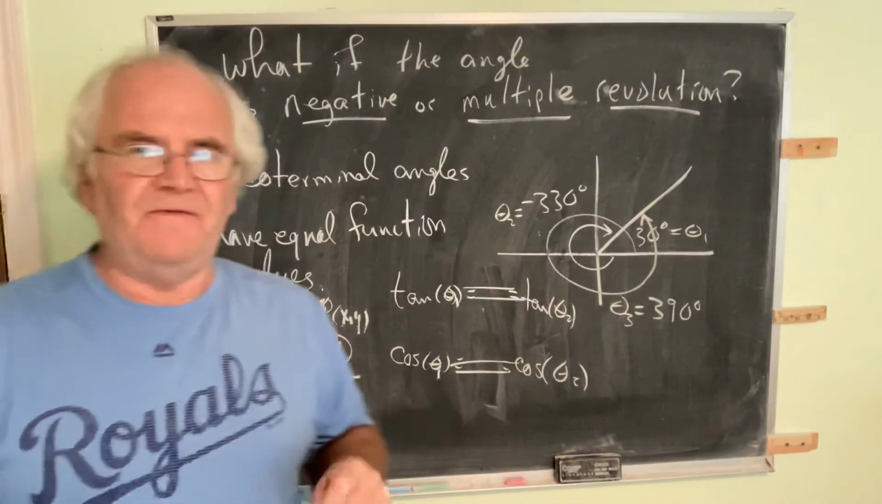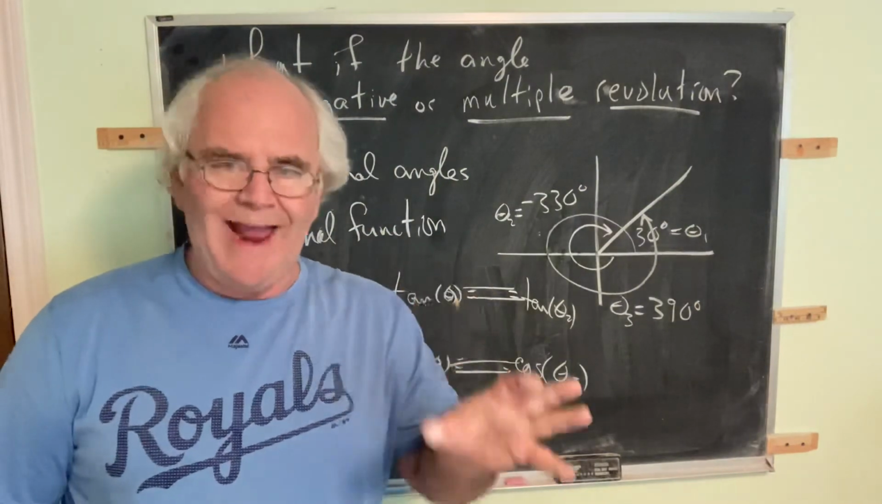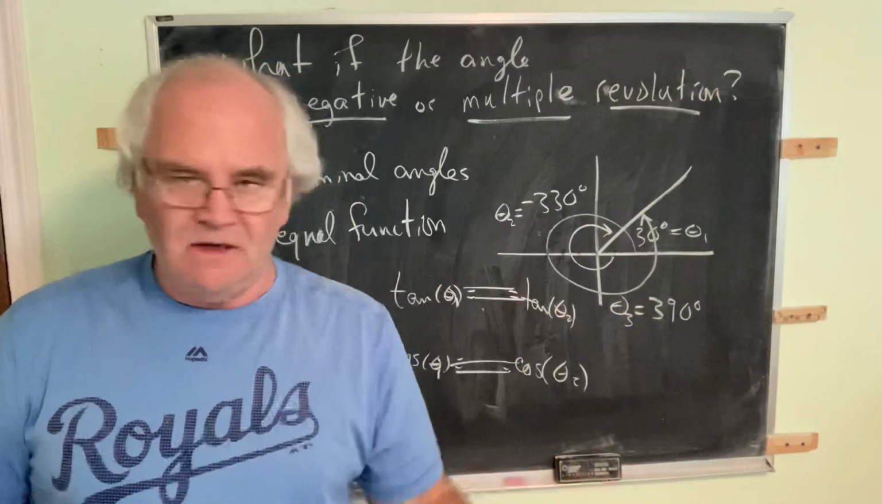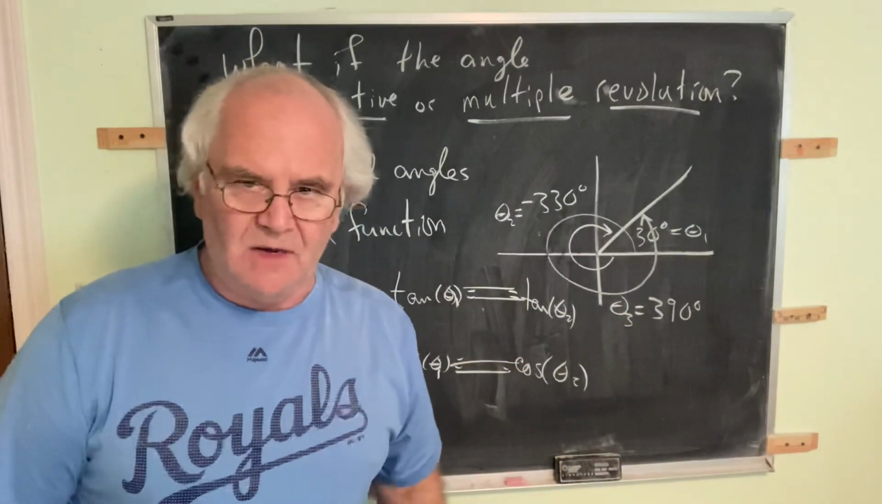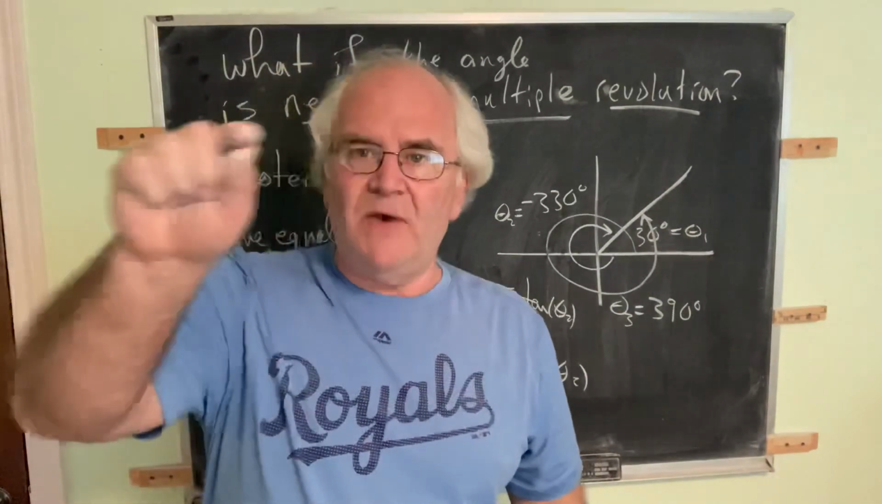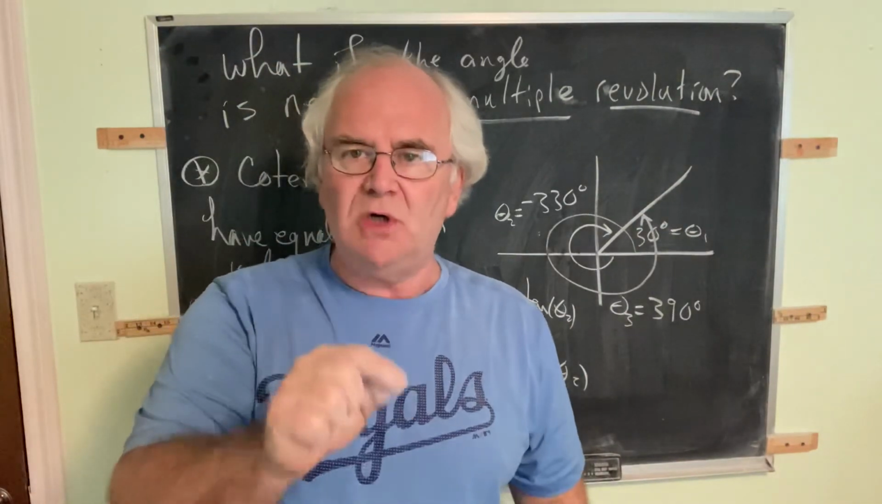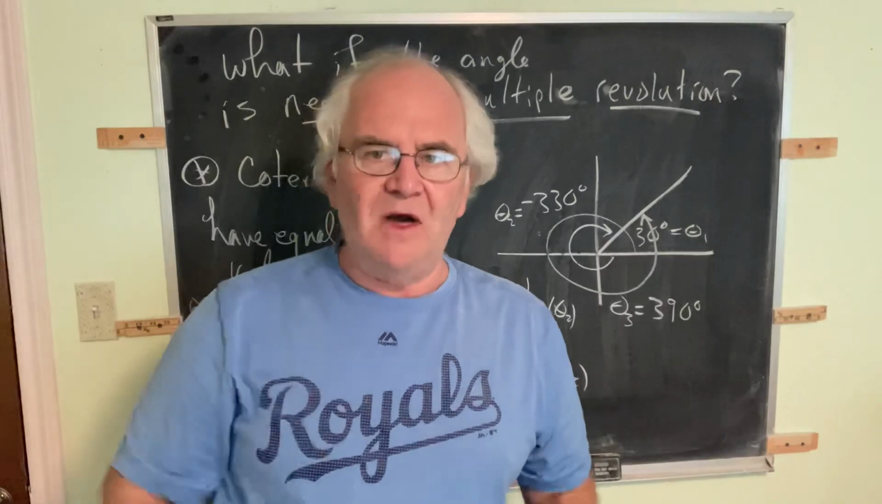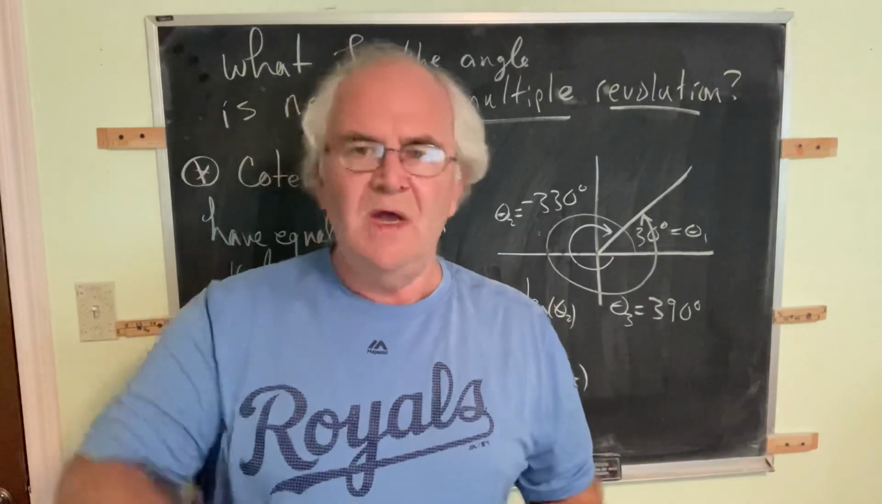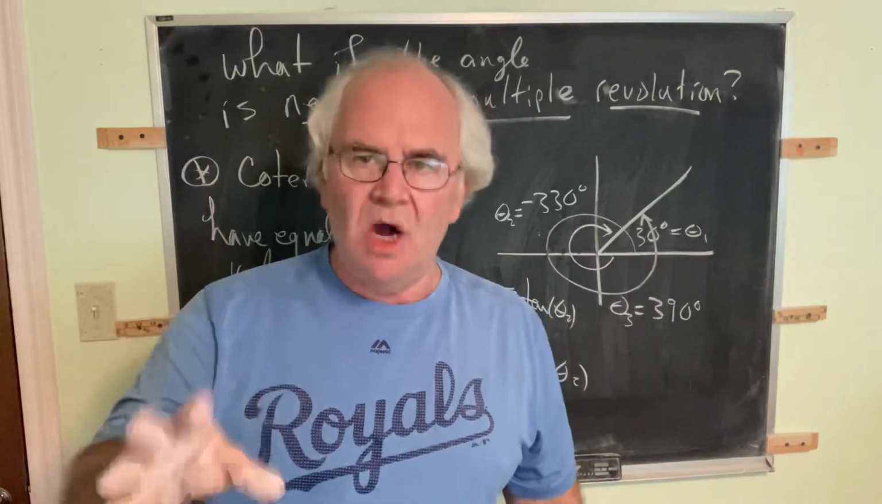So if you want to find the function value of an angle which is greater than 1 revolution or which has gone negative, however many revolutions you want to go, first find the single revolution value which is coterminal to it. The function values of the single revolution are equal to the function values of any coterminal angle.